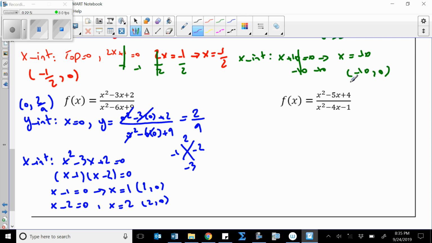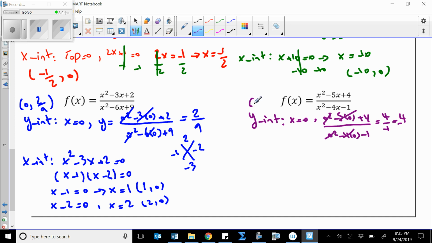On this function, y-intercept, you set x equal to 0. So this will be 0 squared minus 5 times 0 plus 4 over 0 squared minus 4 times 0 minus 1. Again, all these are 0, so your answer will be 4 over negative 1, which is just negative 4. So the y-intercept is 0 and negative 4.